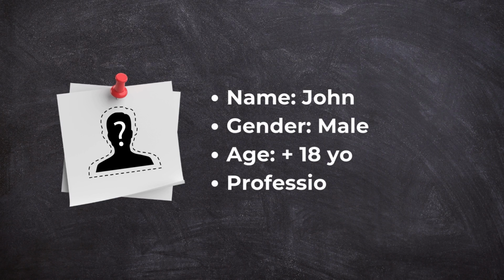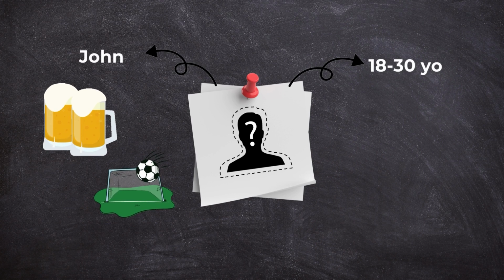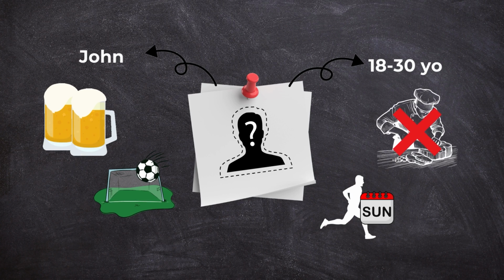If your persona stops at John, male over 18, employed, that's too vague. You'll have to refine it until you get a much more precise persona, such as John, male between 18 and 30, who likes beer and professional soccer games, doesn't like to cook, runs every Sunday.